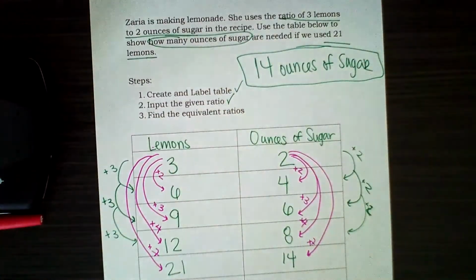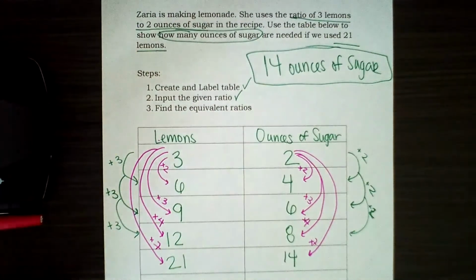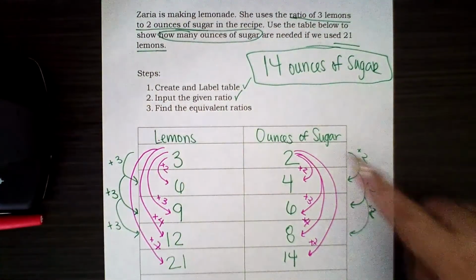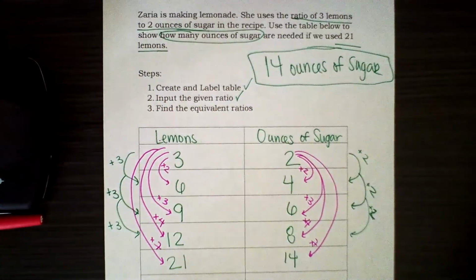And I know that's correct because if I kept adding 3 7 times, I would get 21. And if I added 2 7 times, that would give me 14.